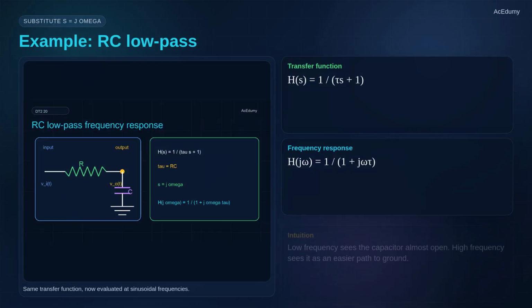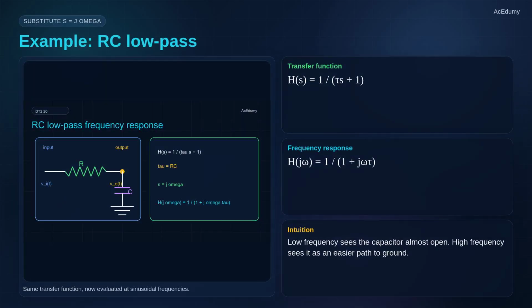Use the same RC low-pass transfer function from last time. H of s equals 1 over tau s plus 1, where tau equals RC. Frequency response means substitute s equals j omega. So H of j omega equals 1 over 1 plus j omega tau. At low frequency, omega tau is small, and the denominator is close to 1. At high frequency, omega tau is large and the output becomes small.